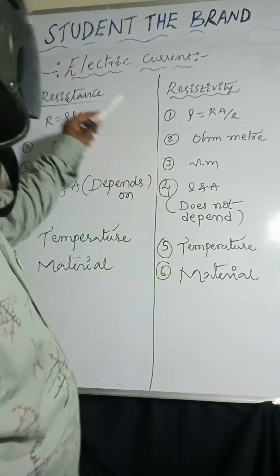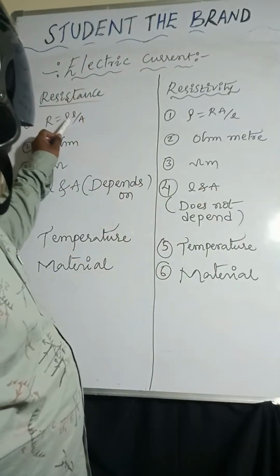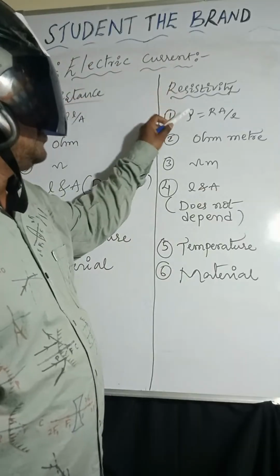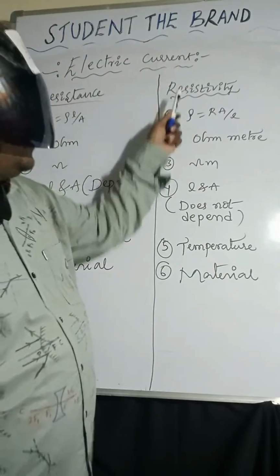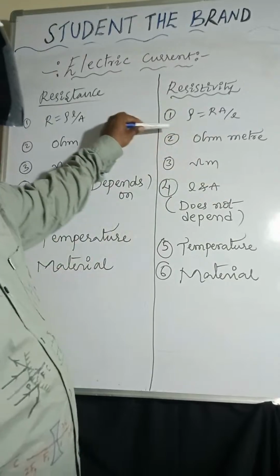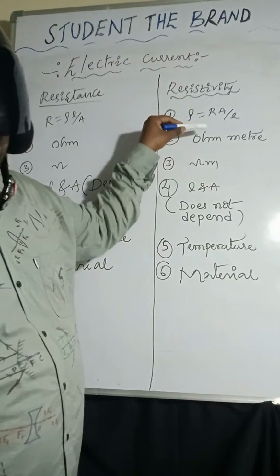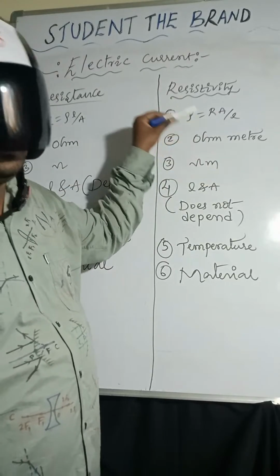So here you can see resistance is R equal to rho into L by A. Resistivity equal to rho equal to RA by L. SI unit of resistance is ohm. SI unit of resistivity is ohm meter. So very, very important, 2 marks. Derivation is very important, so make sure that you are learning this one.